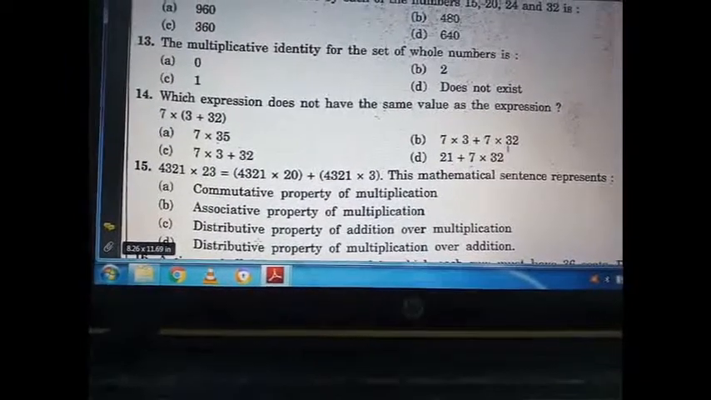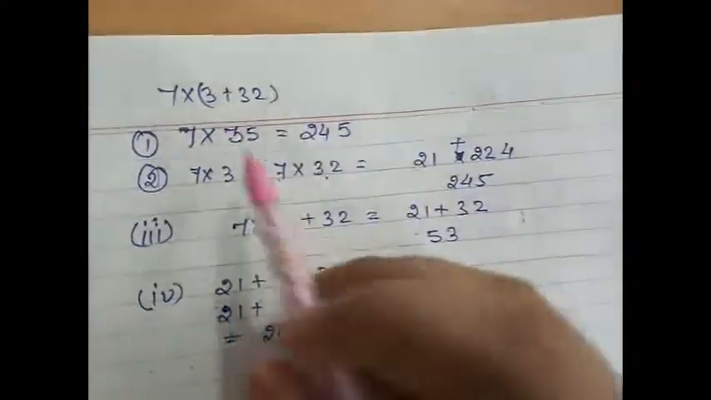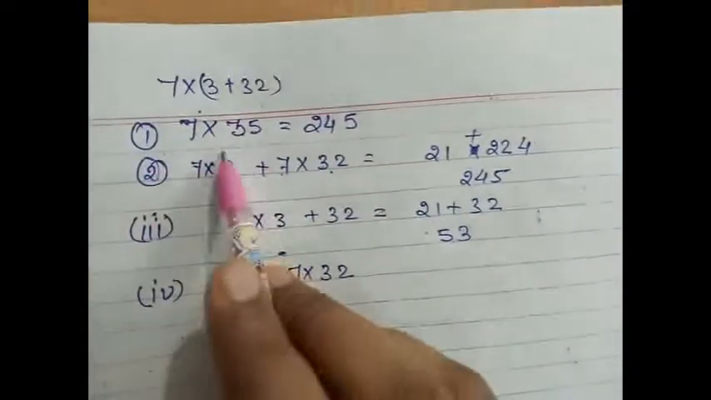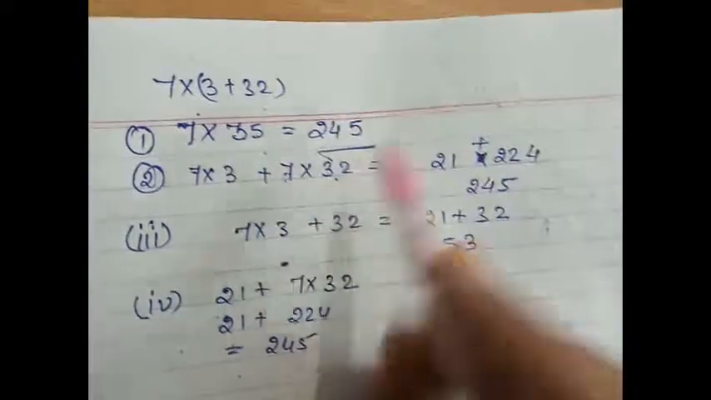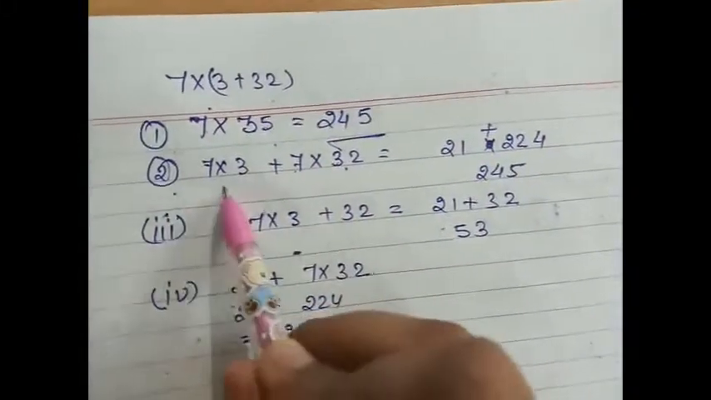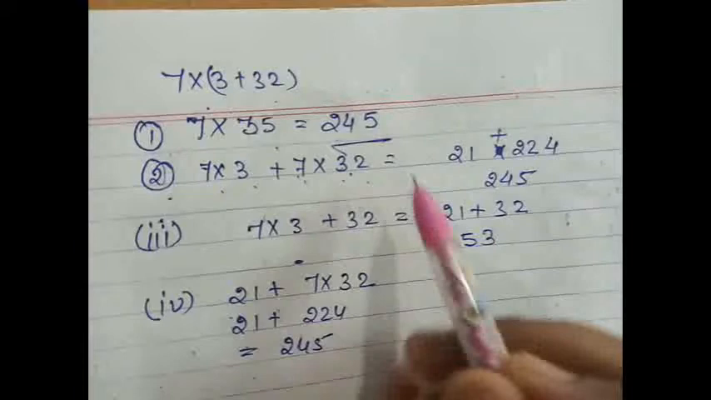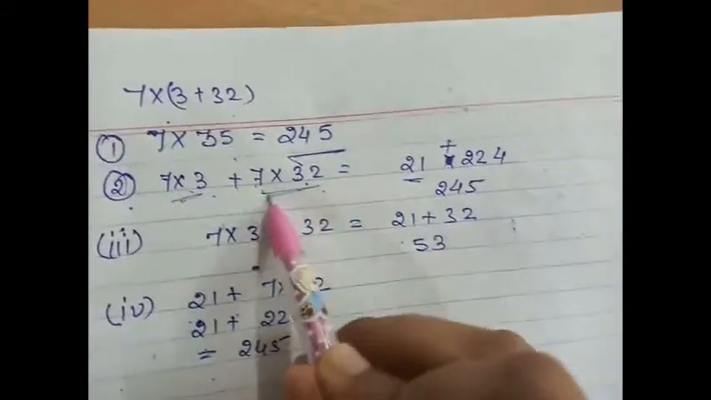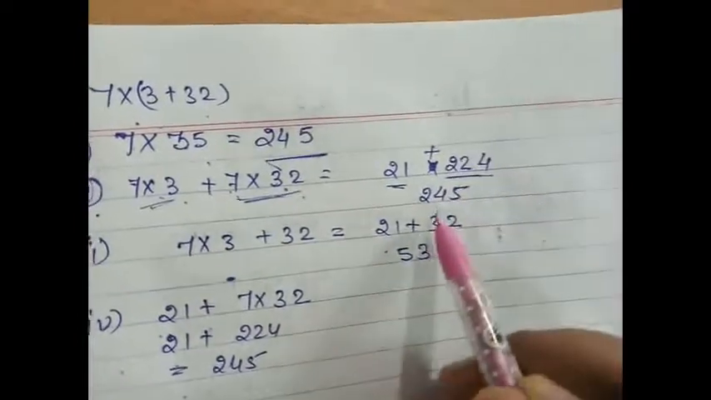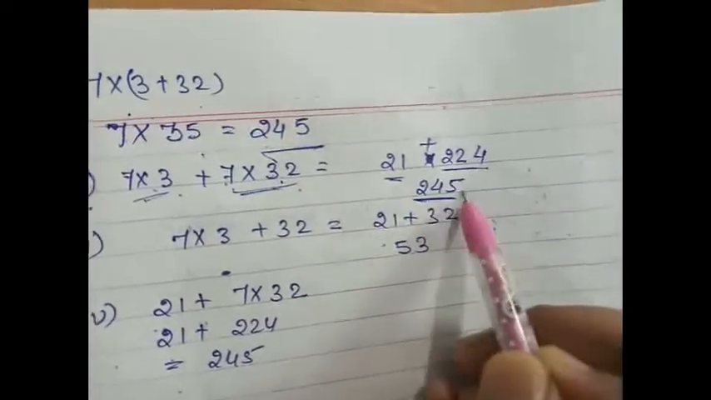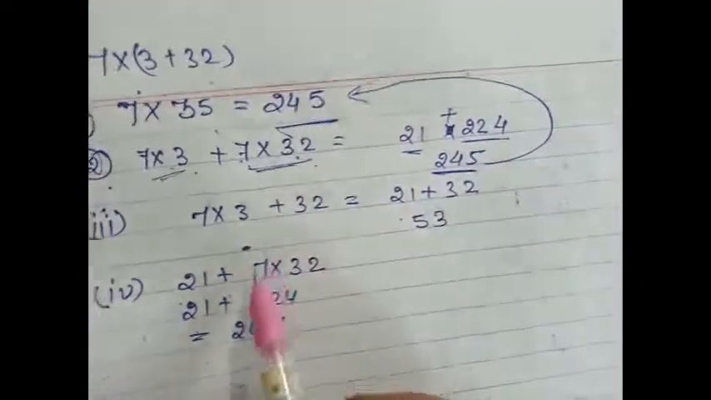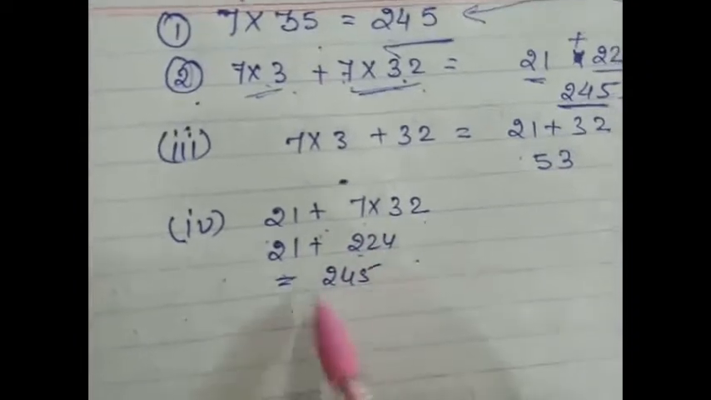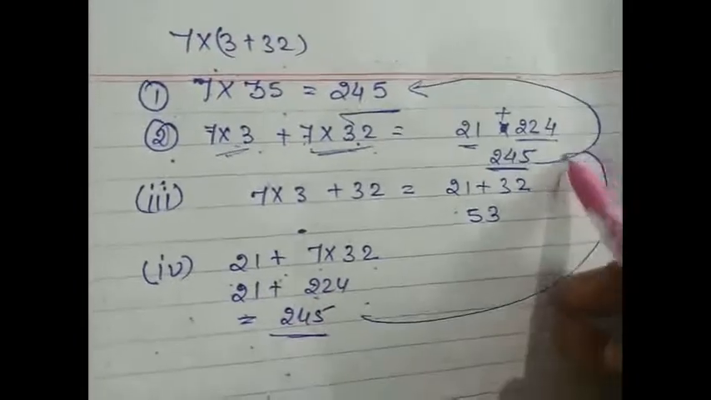Let's see this. So this is our question, 7 multiply 3 plus 32. Now the first option is 7 multiply 35. We will get 245. Now in the second option, 7 into 3 plus 7 into 32, multiplying this we will get 7 times 3 is 21, and 7 multiply 32 we will get 224, and the resultant value will be 245, which is equal to this. Now option number 4, you can see that 21 plus 7 into 32, that will be 224, and we have got 245, which is equal to this.